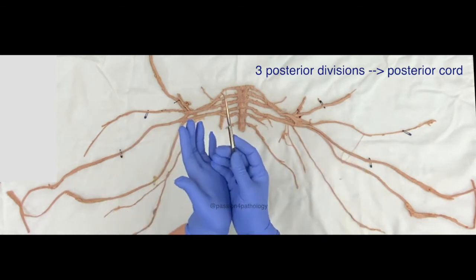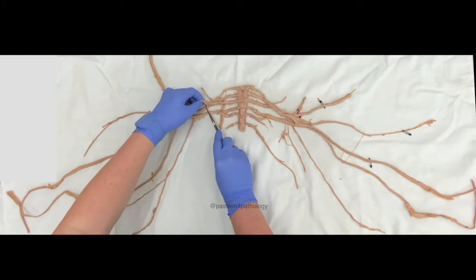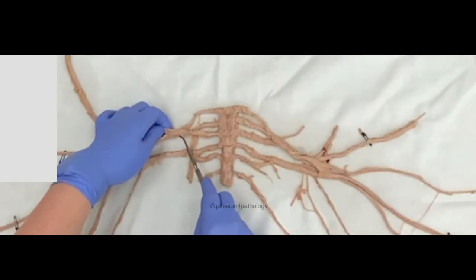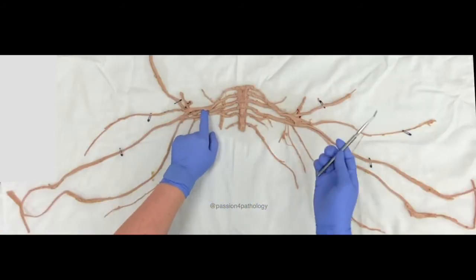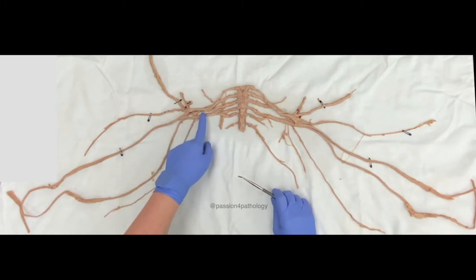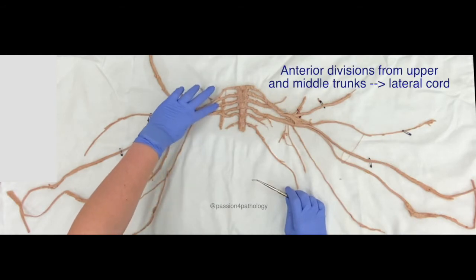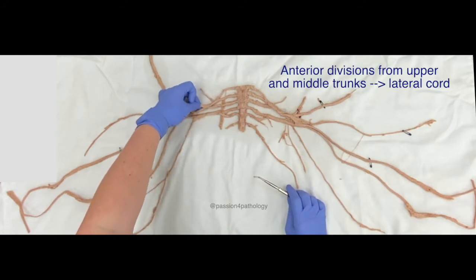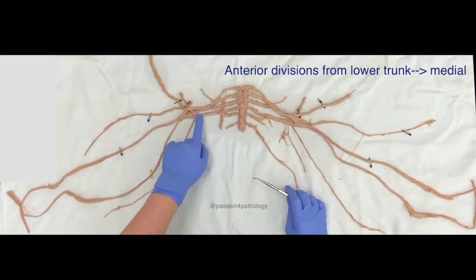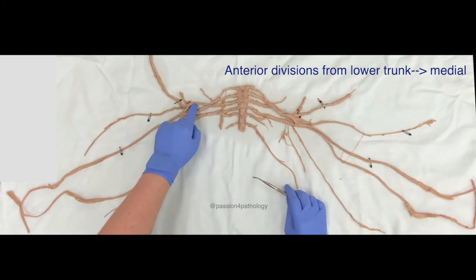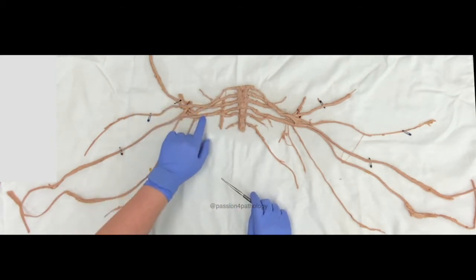The posterior divisions of each of those are going to come together to form the posterior cord, okay? The posterior cord is actually back here. If you look in here, you can see pieces from each of these coming together. That part's probably hard to see on the video, but all 3 posterior divisions are coming together to form the posterior cord, okay? Then the anterior divisions: the anterior division from the upper and the middle trunks are going to join to form your lateral cord. And the anterior division of the inferior trunk is just going to continue on as your medial cord. So at this level, we now have 3 cords. We have a lateral cord, a posterior cord, and a medial cord.